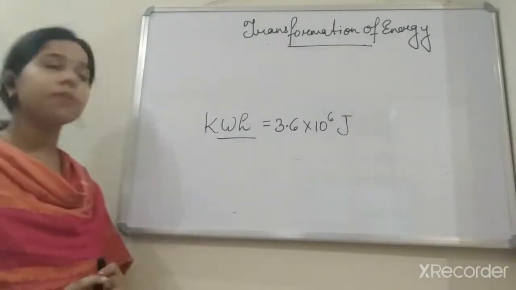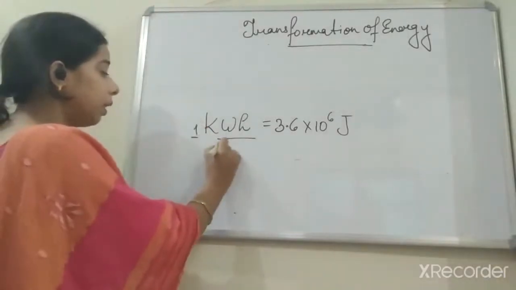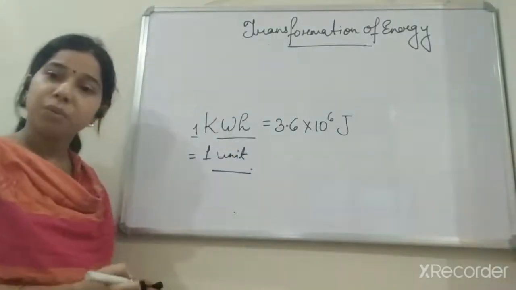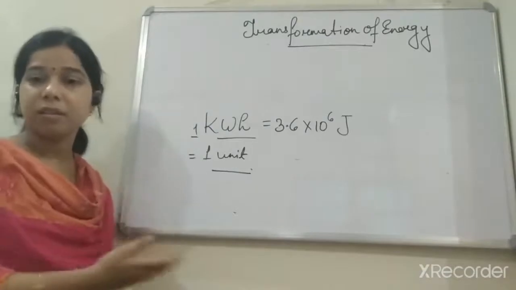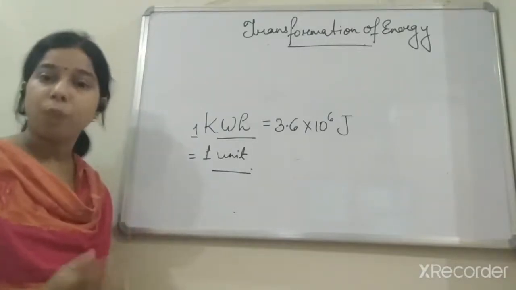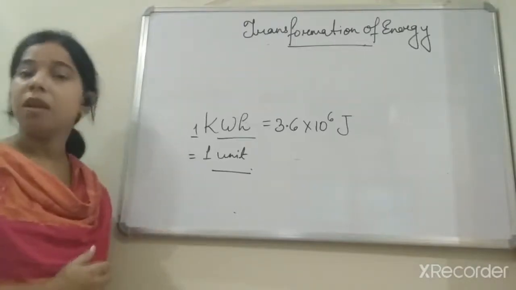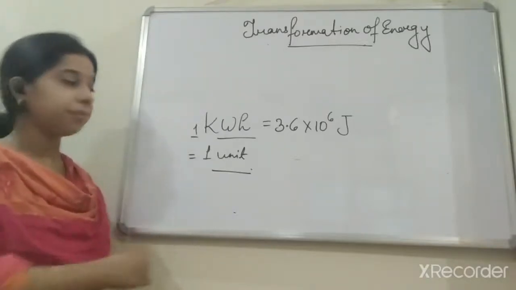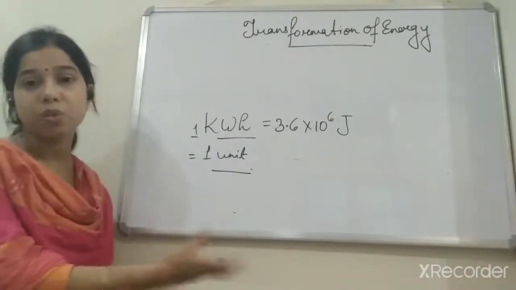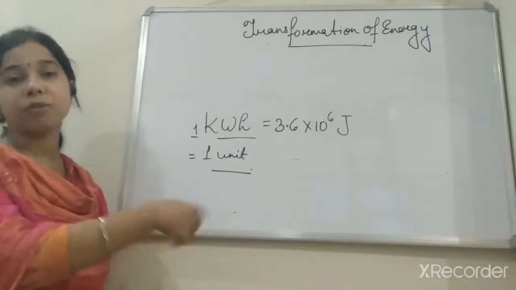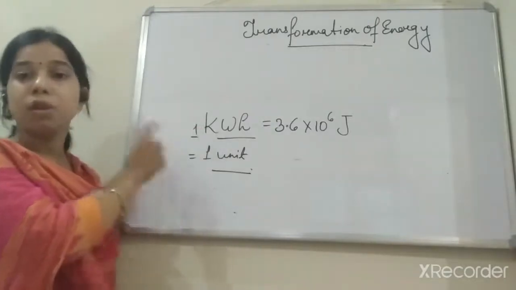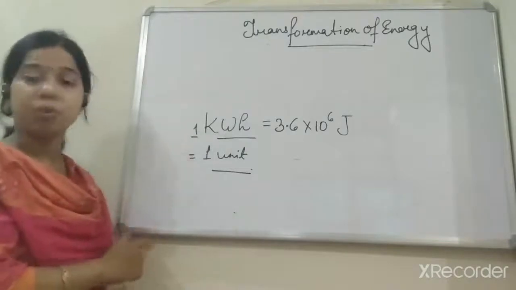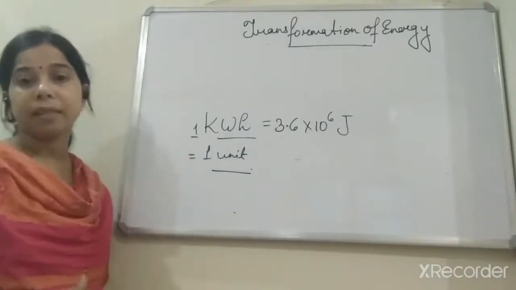On the same basis, we study that 1 kilowatt hour is equal to 1 unit of electrical energy. The value of the unit also varies from place to place. In some places it is 5 to 6 rupees for 1 unit of electrical energy. So 1 unit is equal to 1 kilowatt hour. If the question asks you to convert this many units or kilowatt hours into joules, in both cases you use the same relationship and multiply by 3.6 into 10 to the power 6 joule, and you will get the value.